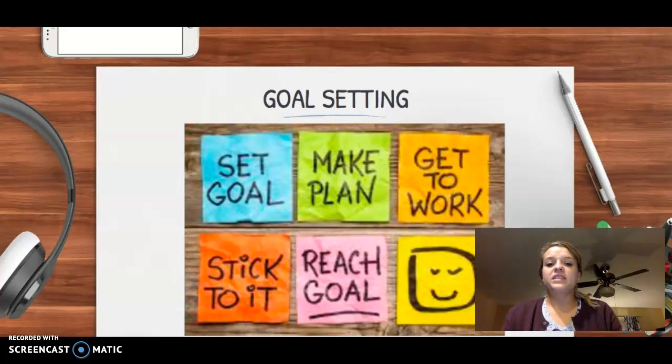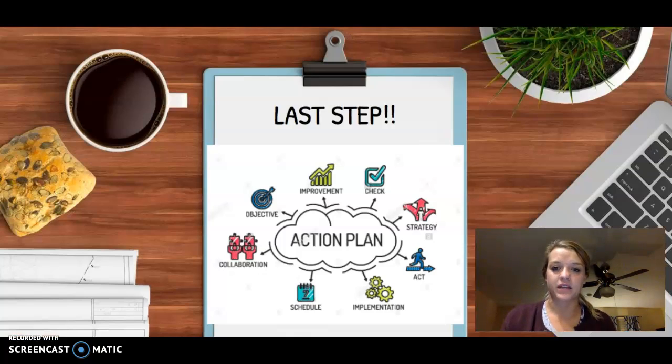By setting a goal, making a plan, and having them work to achieve it, it allows them to answer the questions: where am I going, where am I now, and how do I close the gap? And this leads them to their action plan. The action plan allows them to assess where they're at and to come up with a plan of how they're going to close the gap.